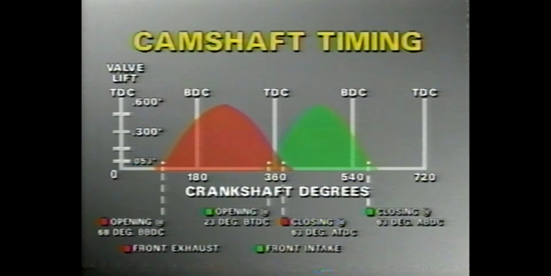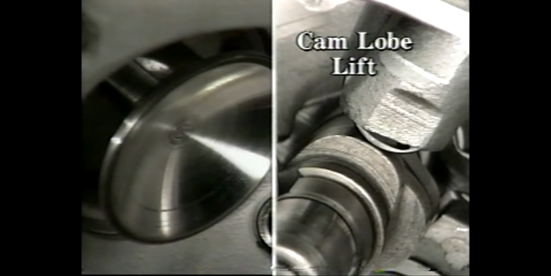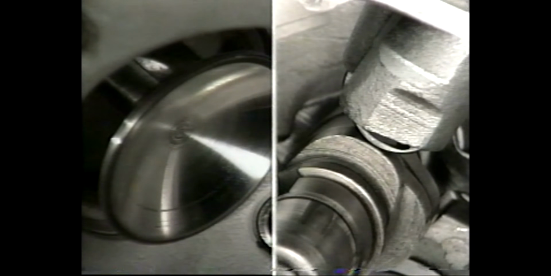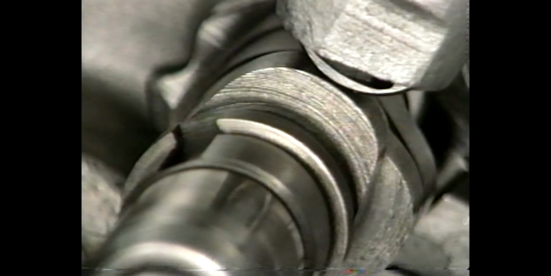Just looking at the duration of different cams does not tell us everything we need to know. We must also look at the maximum or net lift of each individual camshaft. There are two types of lift: cam lobe lift and valve lift. Net cam lobe lift refers to how high the lobe of our cam will push the lifter off the heel or base circle at its maximum point.